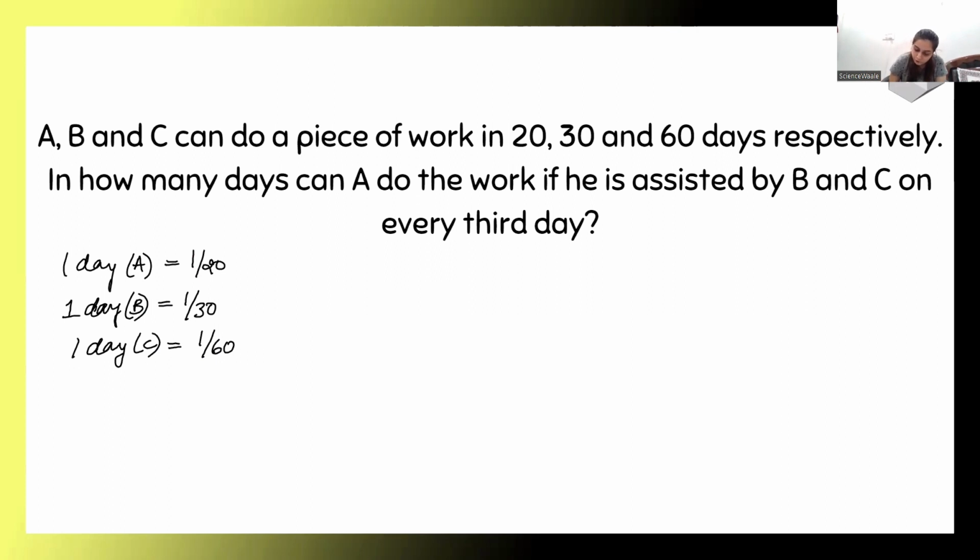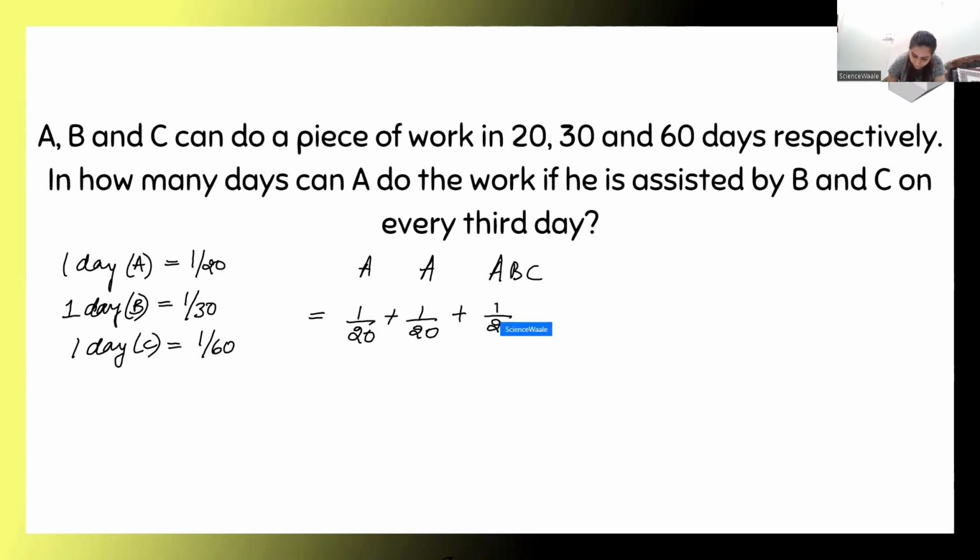So it means that on the first day only A is working. On the second day also only A is working. And on the 3rd day, A is working and he is assisted by B and C. So on the first day only A is working, so it is 1 by 20. The second day also it's only A, so it's again 1 by 20. On the third day, all three are working.